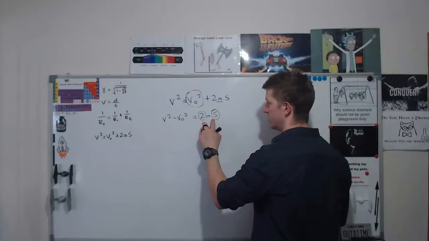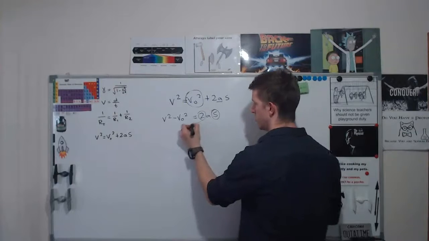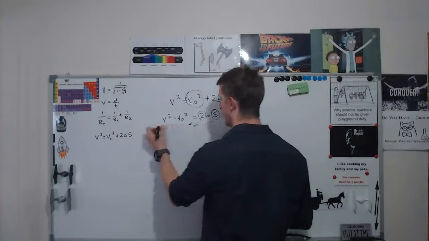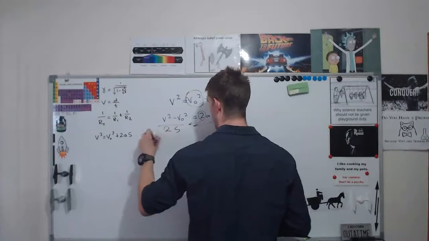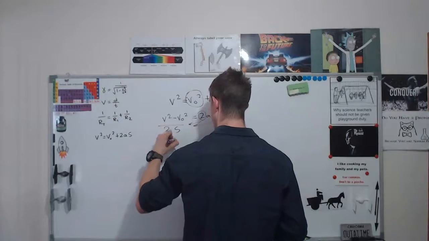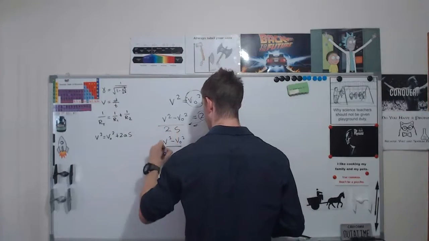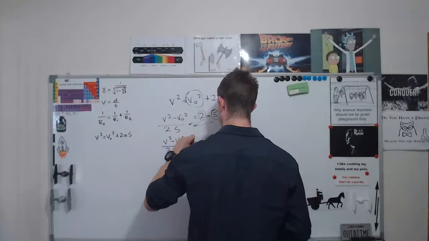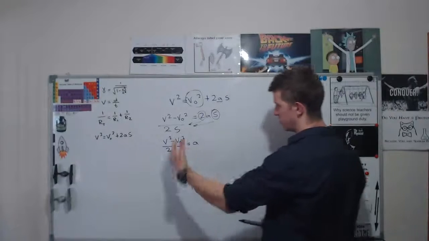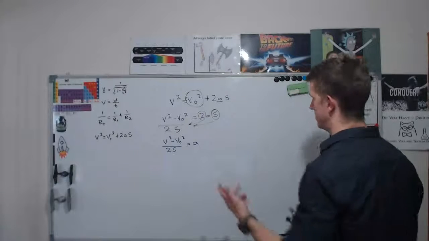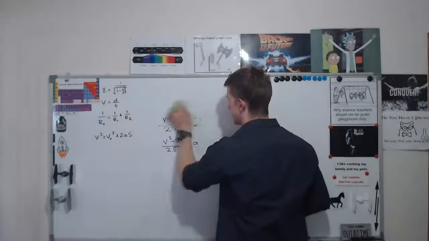These are both times by a. So in order to drag them over, I simply divide, and I divide by 2s. So that gives me that on this side, v squared minus v naught squared over 2s is equal to the acceleration. Now I have acceleration as a subject, or in terms of acceleration, however you want to phrase it. Next example.